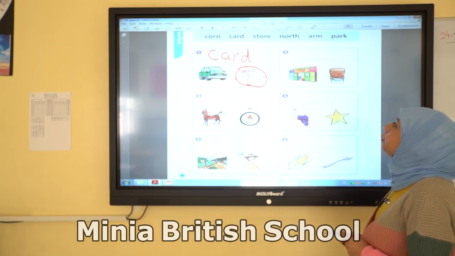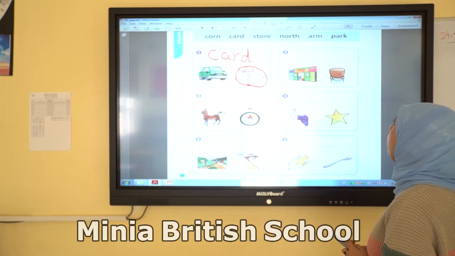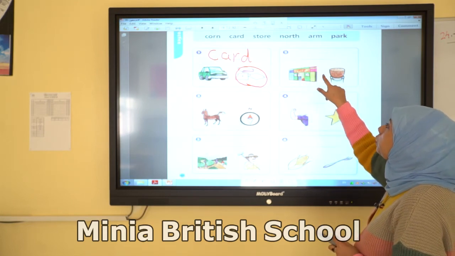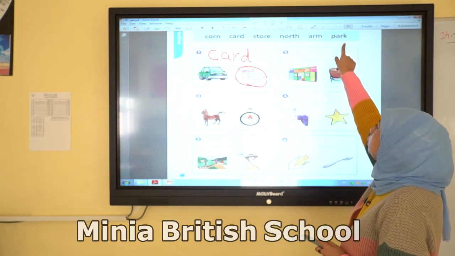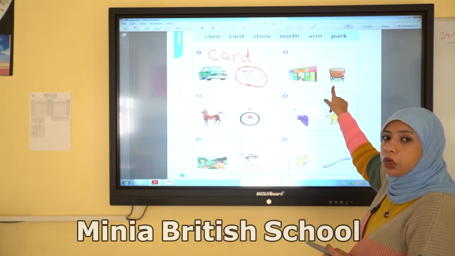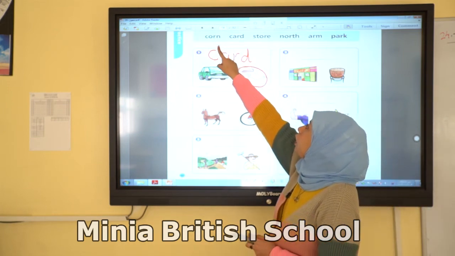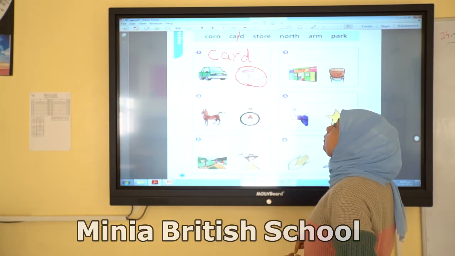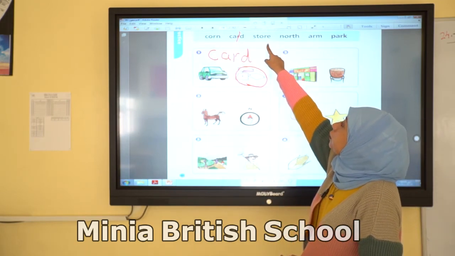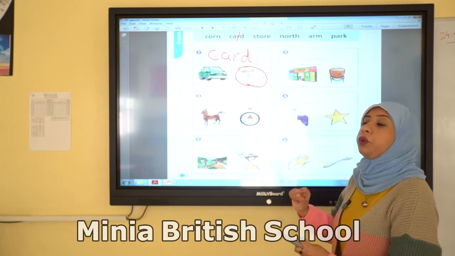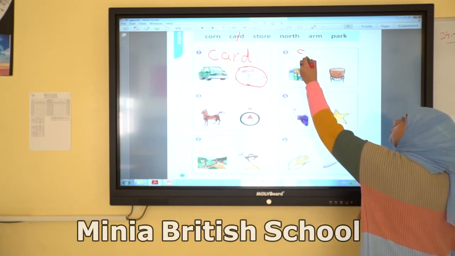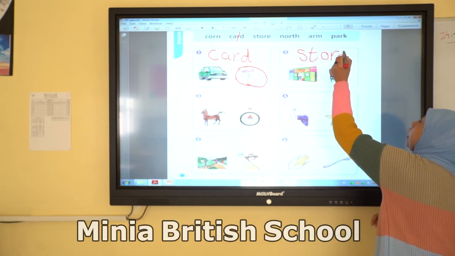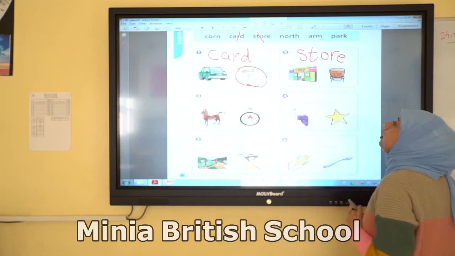Picture number two. Here we have stove and we have coke. Can you find which word you can find here? Can you find stove or coke? Let's see. Here we have cone. Here we have card and we already used it. And what's this word? Stove. So here we will write stove. And let's delete it. Okay.